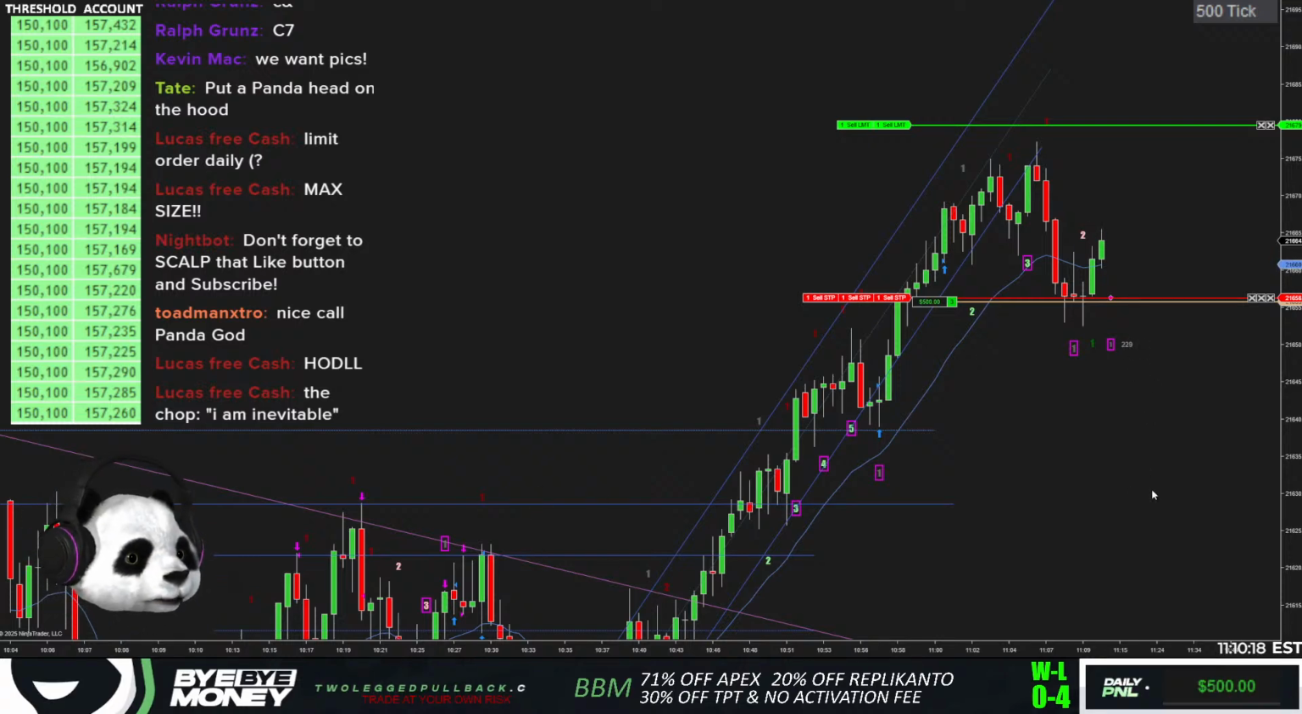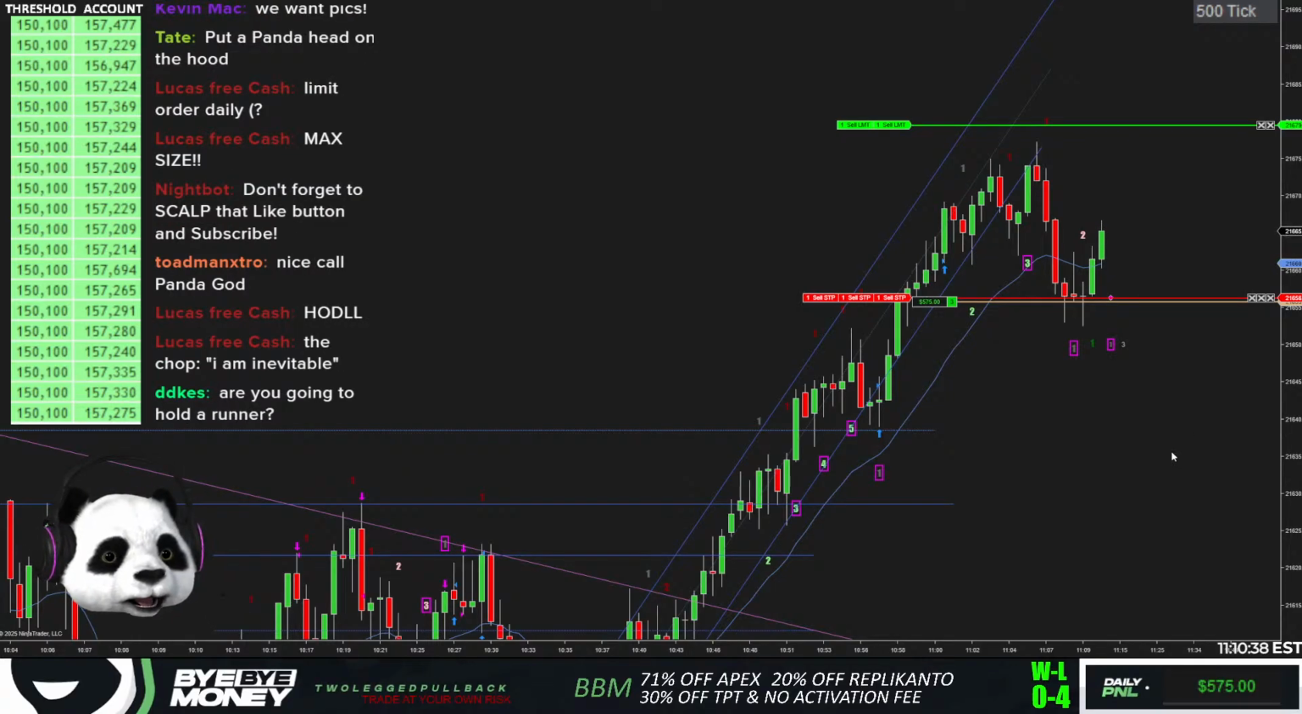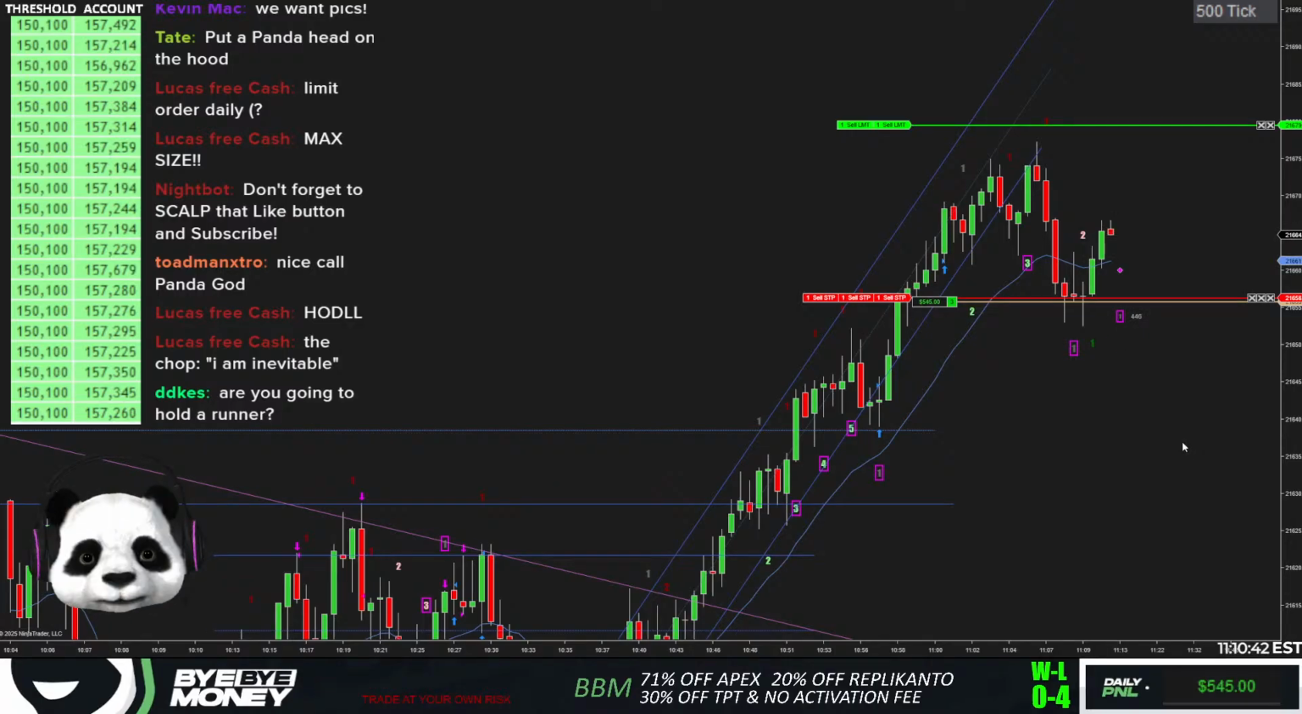Absolutely disgusting pullback. But pandas, our diamond paws, will they pay off? I hope they will. At the end, we're risking nothing here, so it's fine. It's a good trade, in my opinion, for this profit.